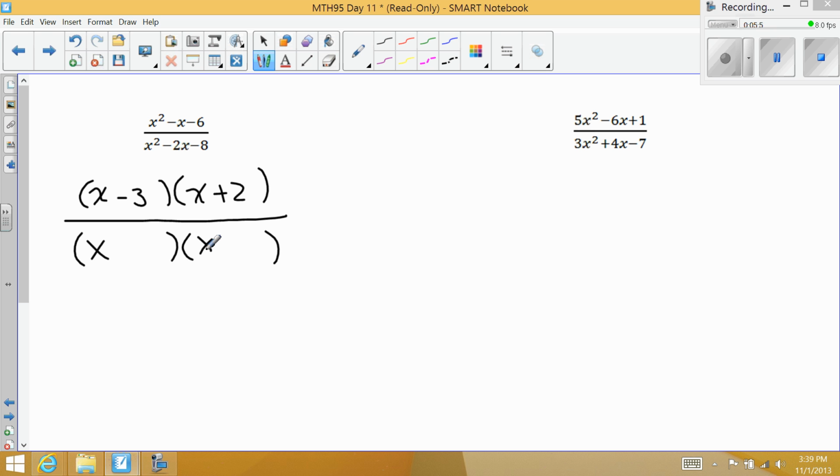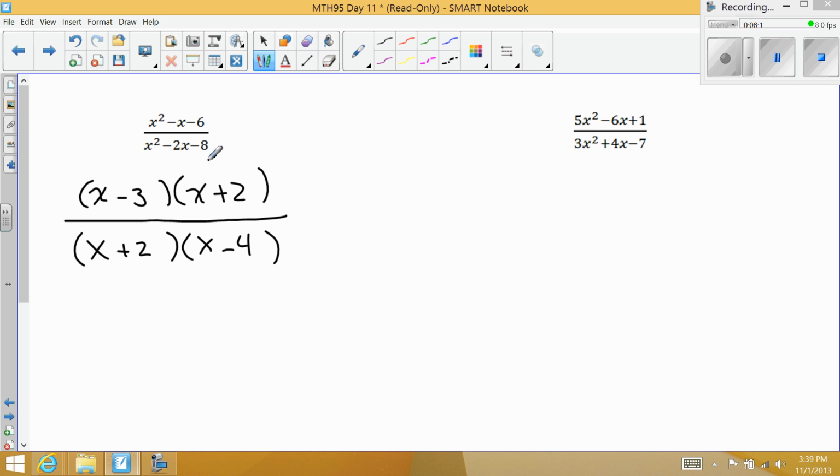8 probably factors to 2 and 4. It could be 1 and 8, but since I want the middle terms to add up to a negative 2, I think a positive 2 and a negative 4 should do that for me. x squared, subtract 4x plus 2x is negative 2x, and positive 2 times negative 4 is negative 8.